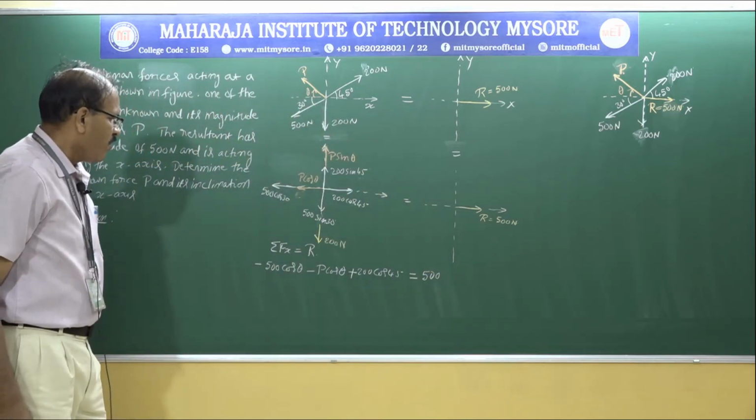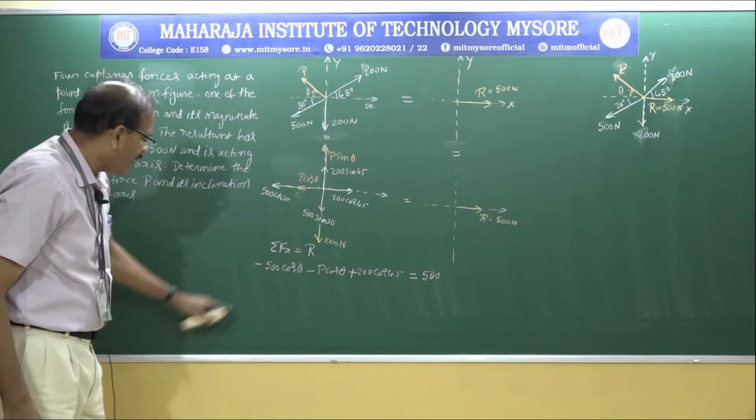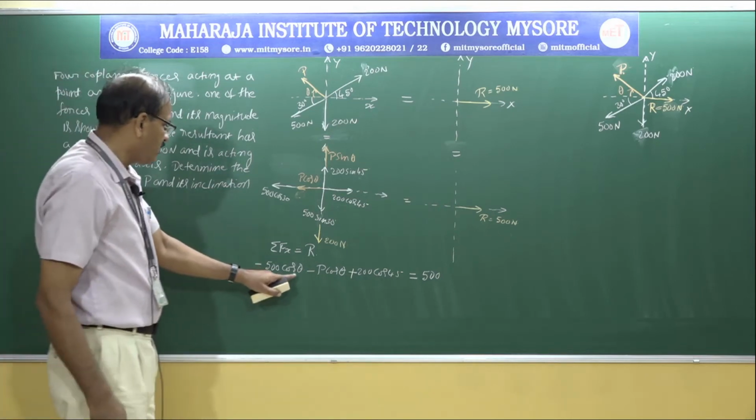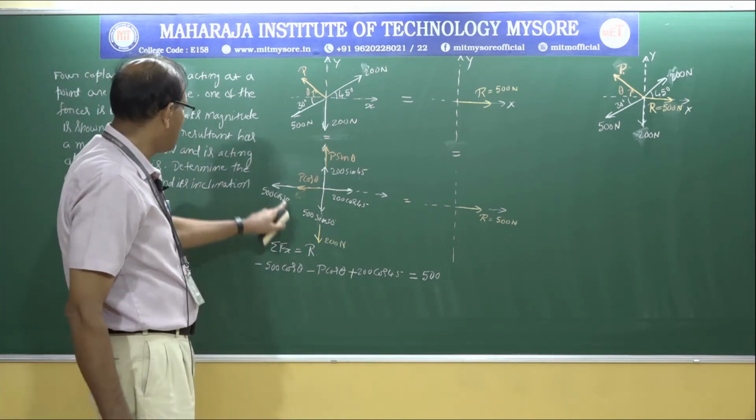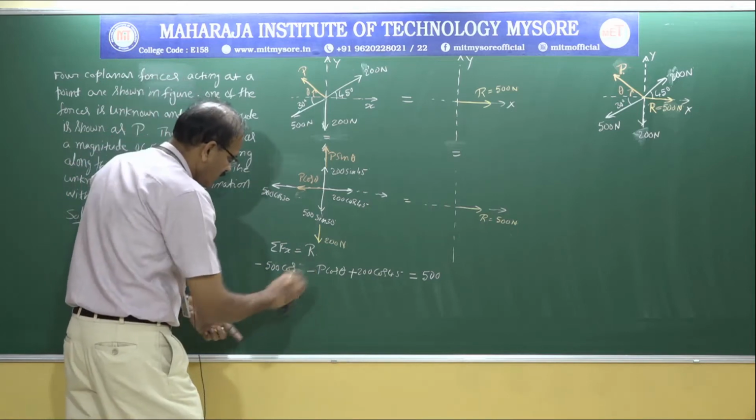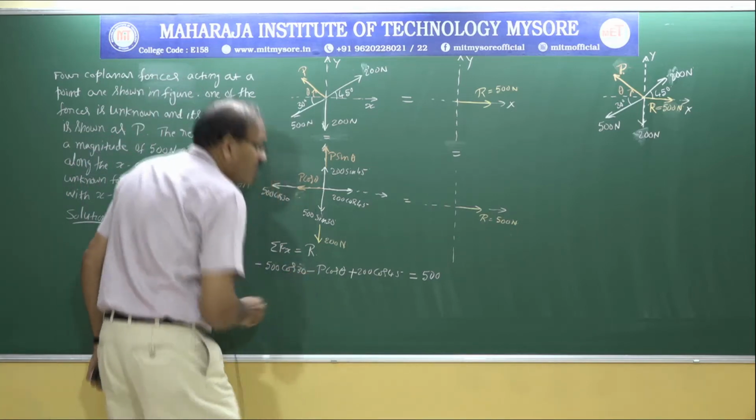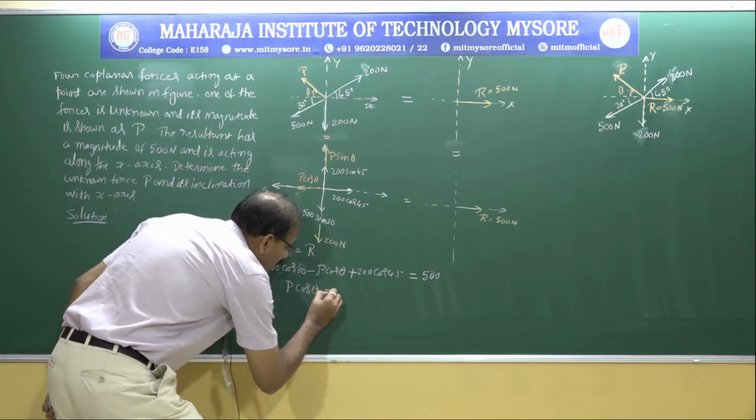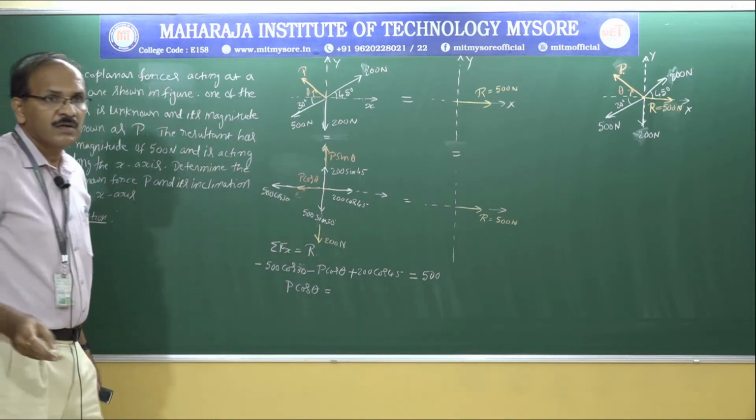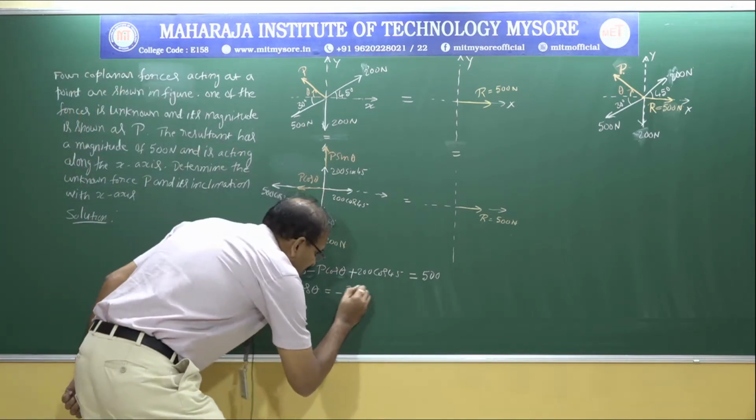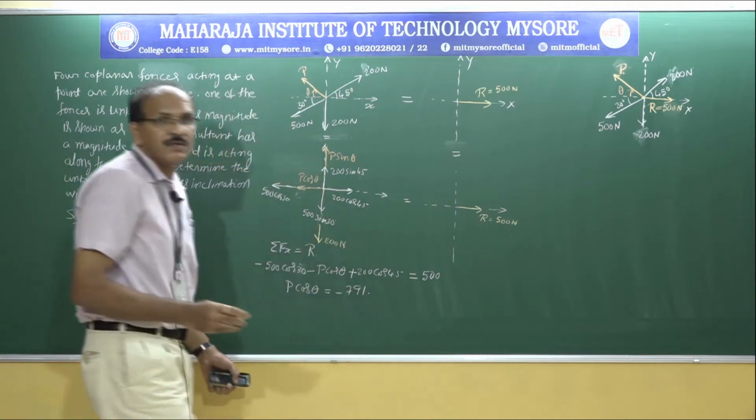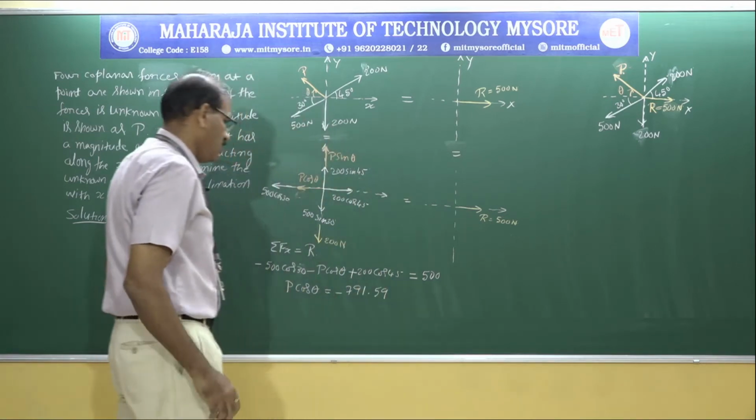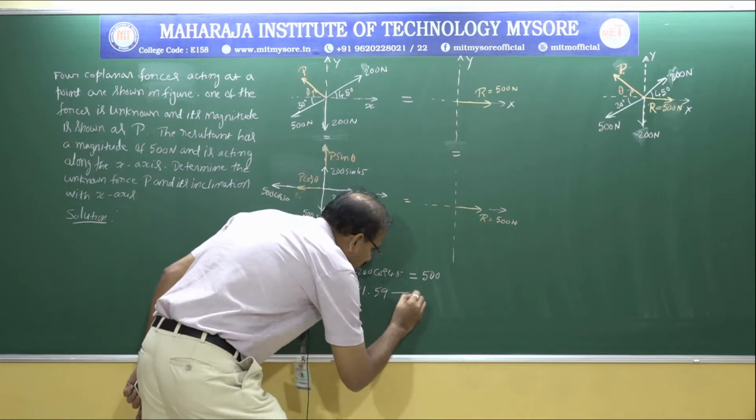Okay. Here, finally, P cos theta equal to minus 500 cos 30, not theta, this is cos 30. Finally, P cos theta equal to minus 791.59. So let me call this equation 1.